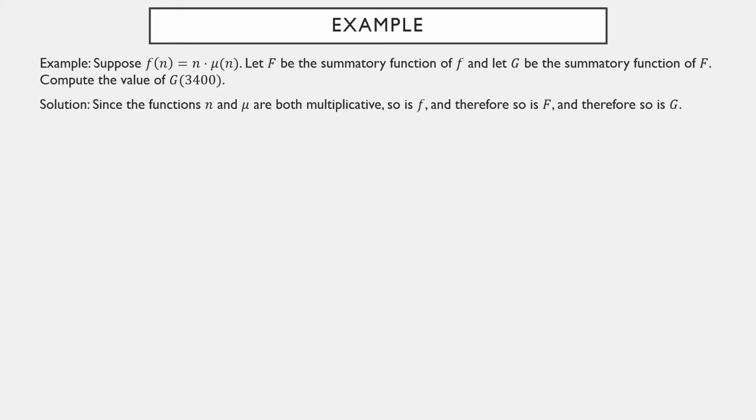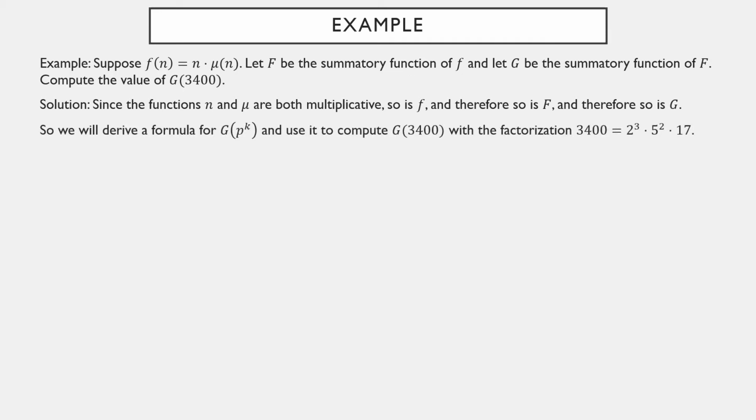N is a multiplicative function. The Mobius function is a multiplicative function. The product of two multiplicative functions is multiplicative. Therefore, lowercase f is a multiplicative function. The summatory function of a multiplicative function is multiplicative, so capital F is multiplicative, and since capital F is multiplicative, so is its summatory function, capital G. So capital G is actually a multiplicative function, which means we only need to know how it acts on prime powers. If I can figure out what G of a prime power is, I can then rely on the fact that 3400 is 34 times 100, so the prime factorization falls out pretty quickly.